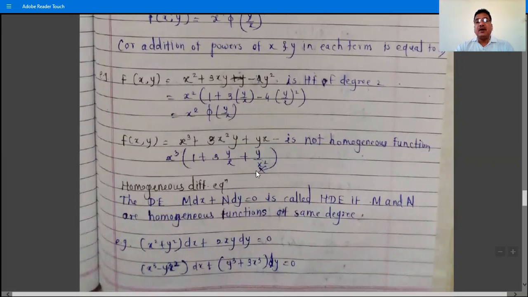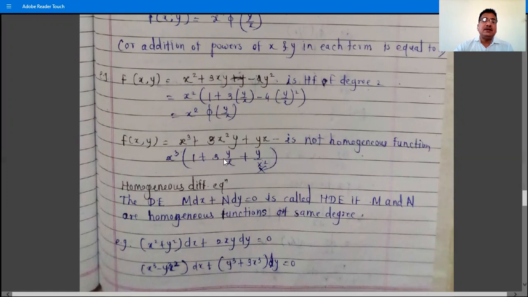What we have here? y by x square. So this bracket is not a function of y by x. If you observe the first term, it is a function of y by x. The second term is also a function of y by x, because it is y by x raised to 0. But the last term, you cannot write as y by x raised to some power. So this last term is not a function of y by x, and so this bracket is not a function of y by x.